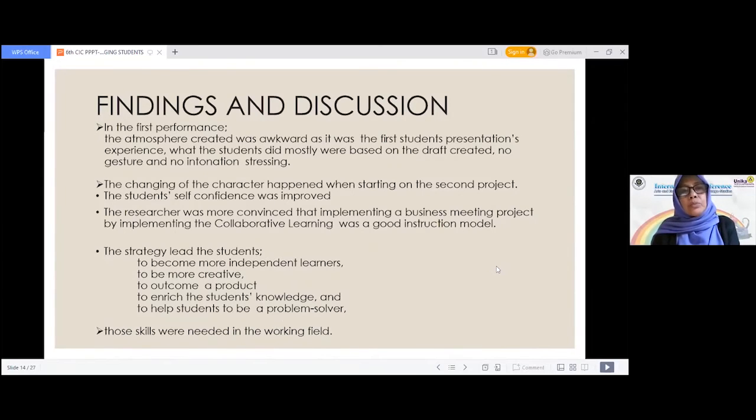The researcher was more convinced that implementing a business meeting project with collaborative learning was a good instruction model, because the strategy led students to become more independent learners, to be more creative, to produce an outcome product, to enrich their knowledge, and to become problem solvers. And those skills were needed in the working field.